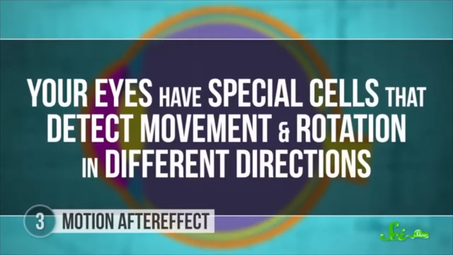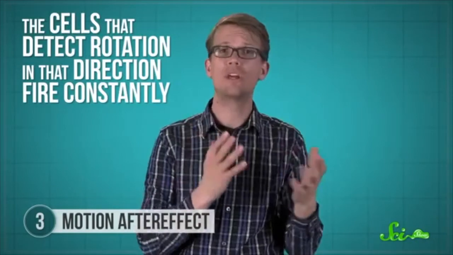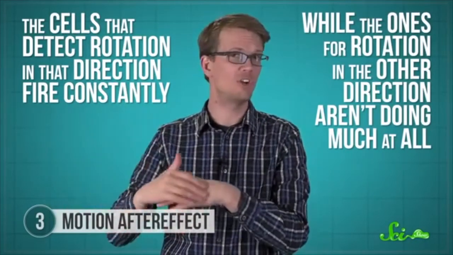The motion aftereffect is the motion version of the magenta rectangle from before. Your eyes have special cells that detect movement and rotation in different directions. They are really important to help you navigate the world, but they can get overused just like your color cones. Scientists think that's what happens when you watch the spiral. The cells that detect rotation in that direction fire constantly, while the ones for the rotation in the other direction aren't doing much at all. The firing cells were exhausted by the time I showed back up on the screen, so they probably couldn't respond well enough to match their neighbors and tell your brain that I wasn't rotating.